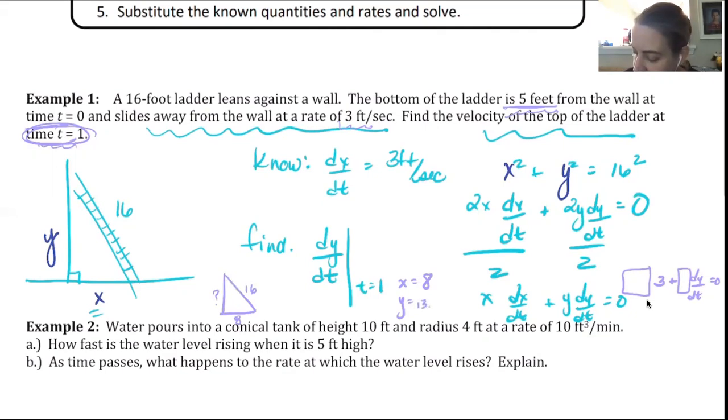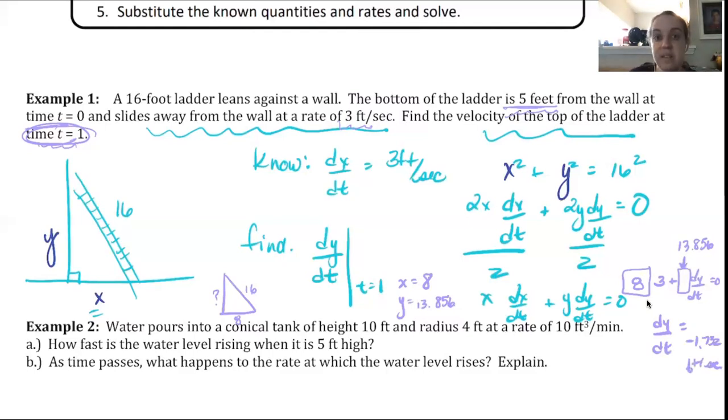13.856. So our x is 8. Make sure you get it in the correct spot, and your y is 13.856. Now you have to solve. So 24 divided by my answer, and I have dy/dt is a negative 1.732. Units are important with these, feet per second.